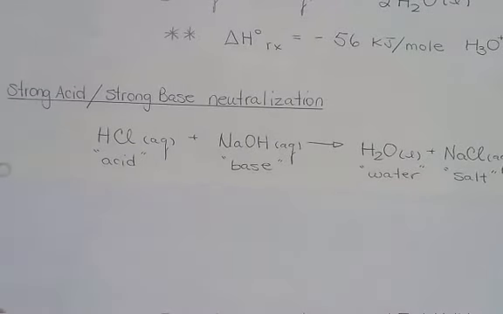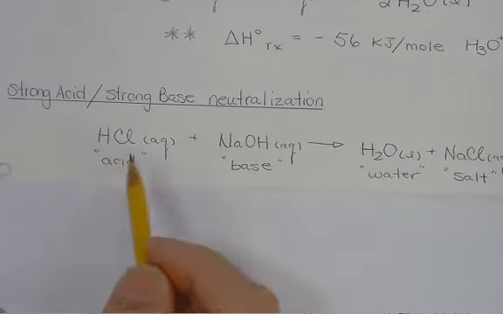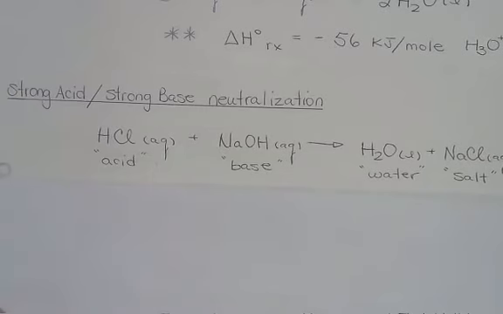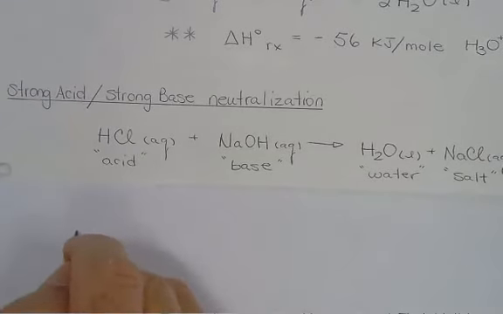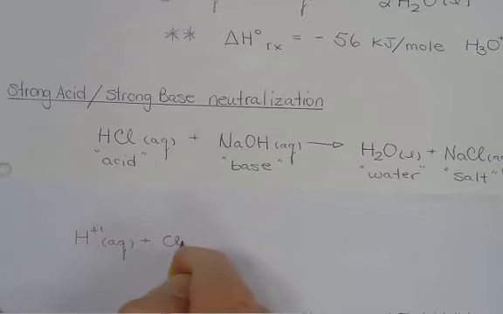Okay, so let's break this down into what's happening. HCl, aqueous, is a strong acid. So that means it's totally ionized in solution. So it really exists as H+ and Cl-.